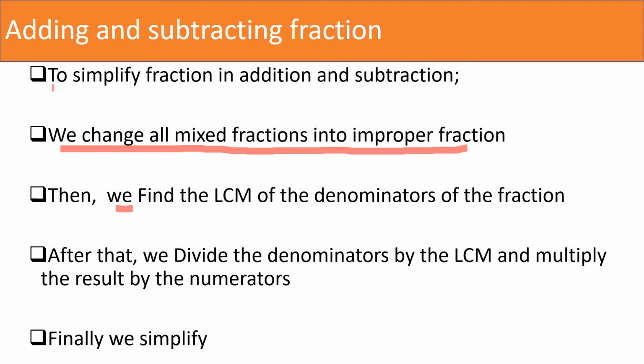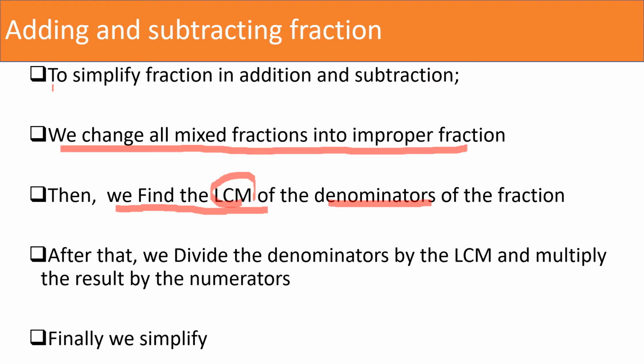What we have to do after that is to find the LCM, which is the least common multiple of the denominators of the fractions. So you look for the denominators, then you find the LCM. You can list the multiples of all of them, then you pick the one which is common. So the best way is to list the multiples of the denominators and pick the one which is common, meaning the one which is at both sides, and it is the least. That will be the LCM.